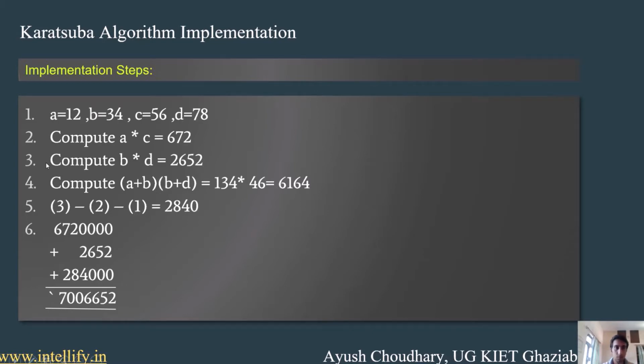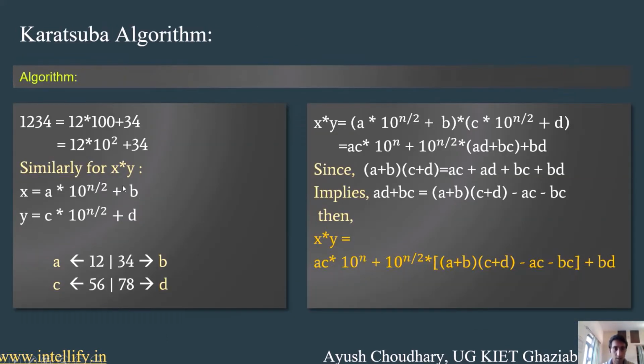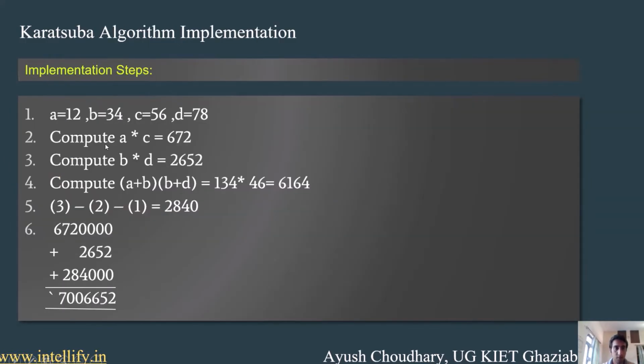So how will we compute multiplication with the help of the Karatsuba algorithm? As you can see, we have divided the numbers into 4 halves. We will calculate first a into c, then b into d, then a plus b into c plus d in 3 steps, and then we simply subtract, that is 6164 minus 2652 minus 672, that is 2840, and then 627, and we will see how we deal with this one.